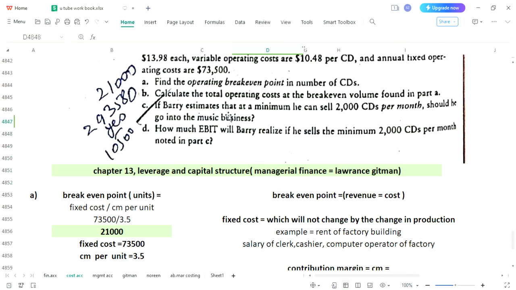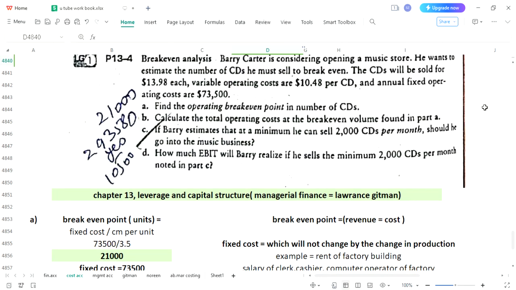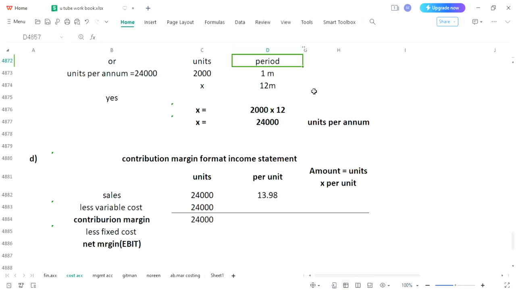which was given in your question. Look over here. Variable operating cost was 10.48. Put 10.48 over here. Please understand what we are going to do. We are making a contribution margin format income statement, with which we can calculate EBIT, which is our fourth requirement.